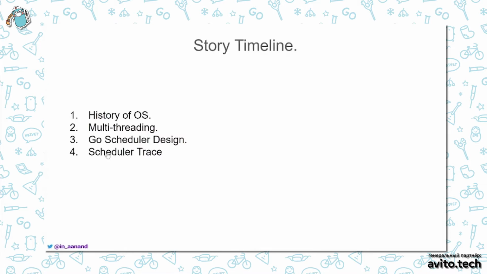But first, let's look into our story timeline. We will be briefly discussing the history of operating systems, multi-threading and the problem that it caused. And then we will see in detail how we can achieve high concurrency from our scheduler in incremental steps. And finally, we will look into the scheduler trace and what information it conveys based upon our scheduler design discussions.